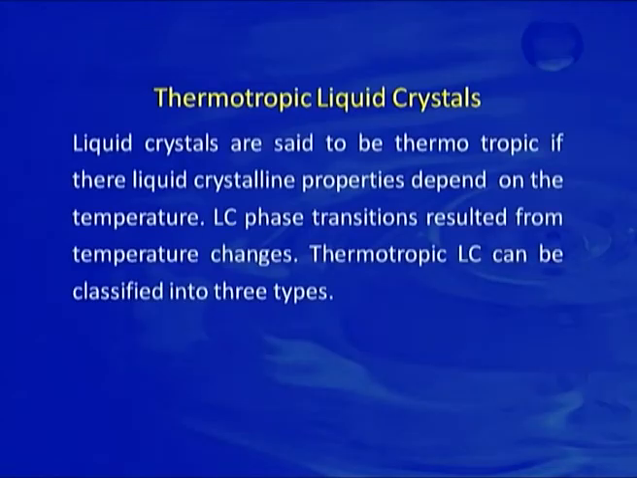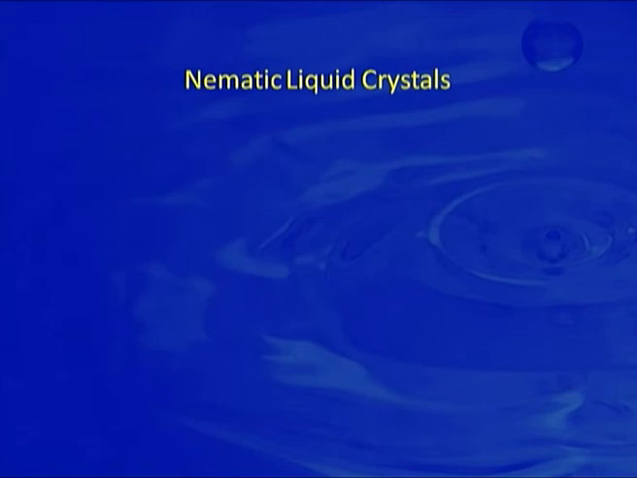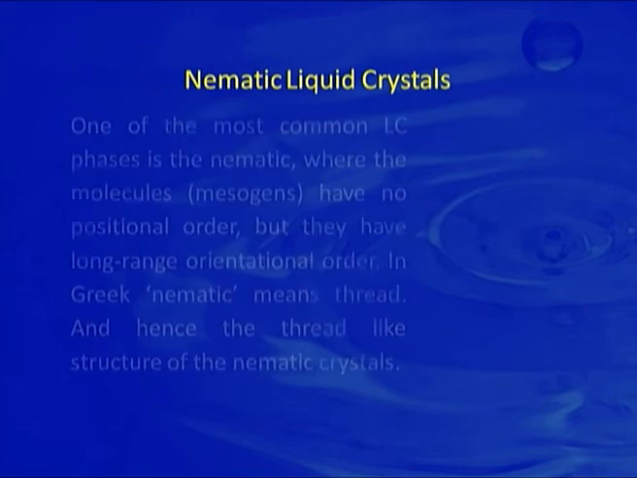Now come to thermotropic liquid crystals. Liquid crystals are said to be thermotropic if their liquid crystalline properties depend on the temperature. Liquid crystal phase transitions result from temperature changes. Thermotropic liquid crystals can be classified into three types: first nematic, second smectic and third cholesteric liquid crystals. Now come to first, nematic liquid crystals.